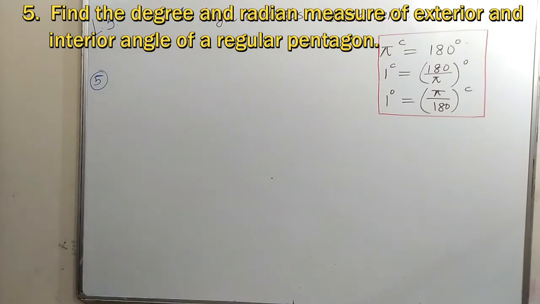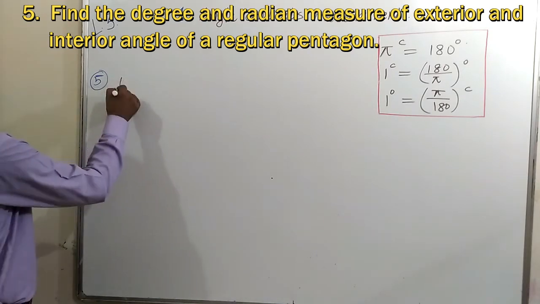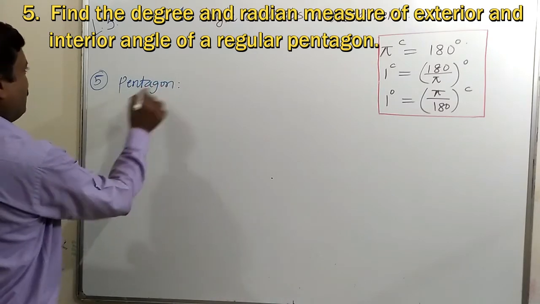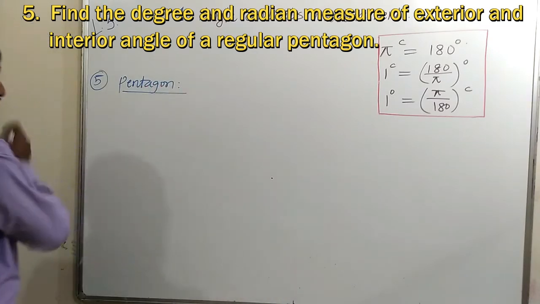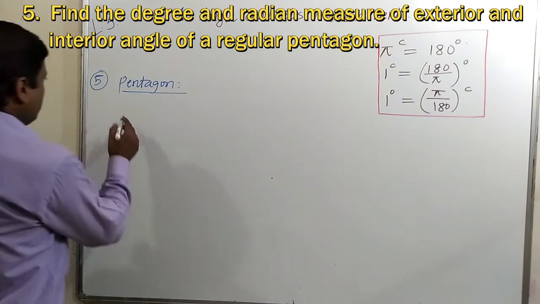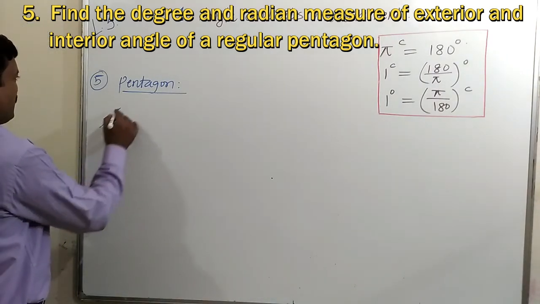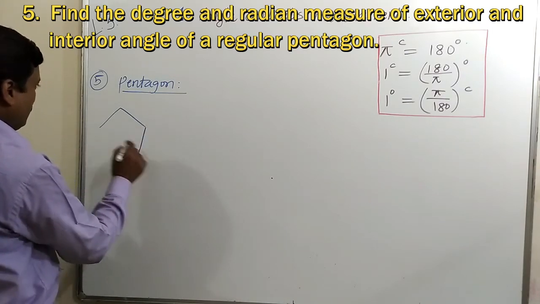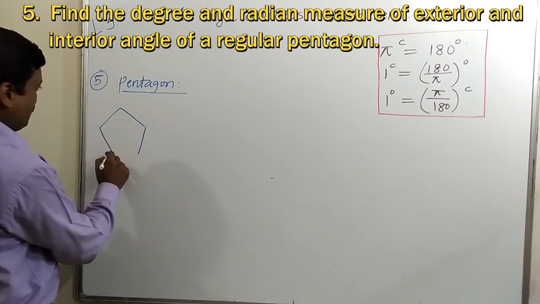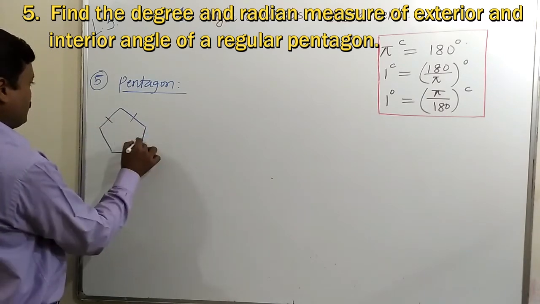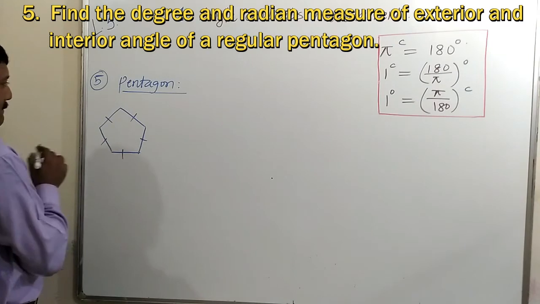Here we will consider polygon as a pentagon. We will find the measure of internal and external angle of pentagon. Pentagon is nothing but a polygon having 5 sides. We are considering a regular pentagon here, having 5 equal sides. All these 5 sides are congruent.